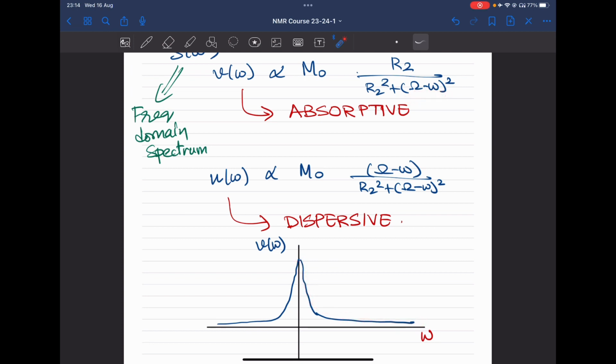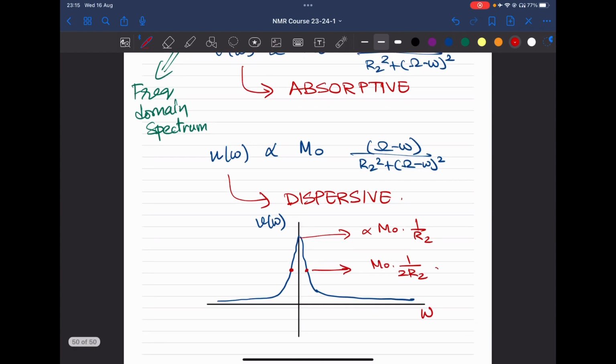The most important aspect of this is the half line width, which you would be able to calculate. If this part is proportional to M naught times 1 over R2, one can actually calculate the full width at half maxima. What is that going to be? M naught times 1 over 2 R2 on either side of it. This is the resonance that you wanted to see at a given offset, and these are the values as they start going away.